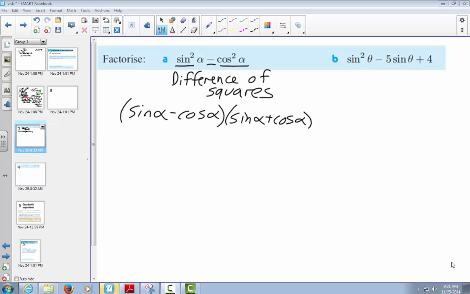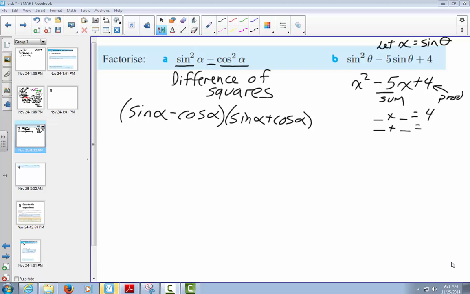Here, we have a trinomial. It's quadratic because we're gonna let x equal sine theta. And if we do that, that means we have x squared minus 5x plus 4. So I have a product and a sum. We go, okay, two numbers multiplied together that equal 4, added together, equal negative 5. Well, negative 1 times negative 4 multiplies to give me positive 4. Negative 1 plus negative 4 gives me negative 5.